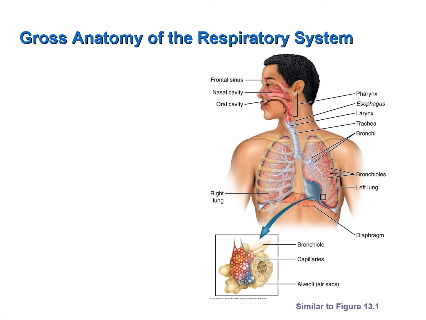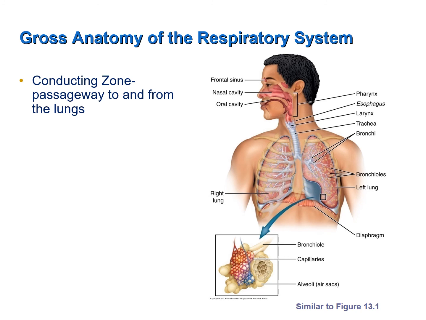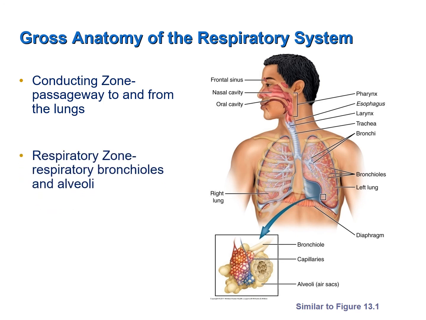The respiratory system can also be subdivided functionally into the conducting zone, which includes those organs which provide a passageway to and from the lungs, and the respiratory zone, where gas exchange actually is occurring between the air in the respiratory tract and the blood in the pulmonary capillaries. So the respiratory zone only includes respiratory bronchioles and the alveoli of the lungs. All other organs, the nasal cavity, the pharynx, the larynx, the trachea, the bronchi, would be part of the conducting zone because they conduct air either to or from the respiratory zone.